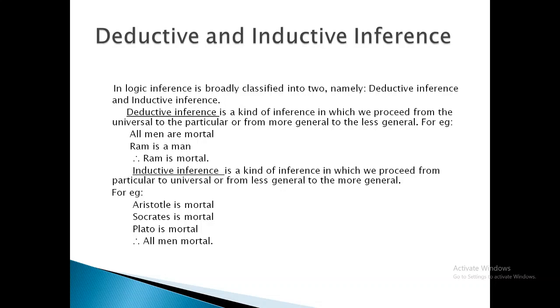Always we say all swans are white, all crows are black. How do you know all crows are black? It is not possible for us to perceive all crows. So it is an inferential knowledge. After perceiving some crows as black, we are inferring all crows are black. So this is inference, or indirect knowledge.